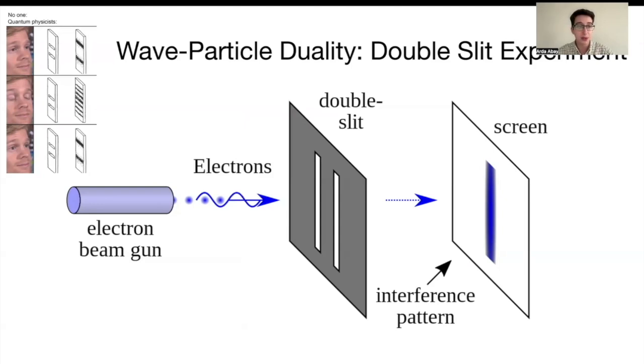According to this experiment, we have an electron beam gun, which is producing super intense electrons in a super fast amount of time. And there's also a double slit in front of the electrons. Once electrons pass this double slit, we were expecting to get two lines of electrons on the screen, because we know that electrons are particles. But after doing this experiment, we started to get an interference pattern, a wave pattern, from electrons.